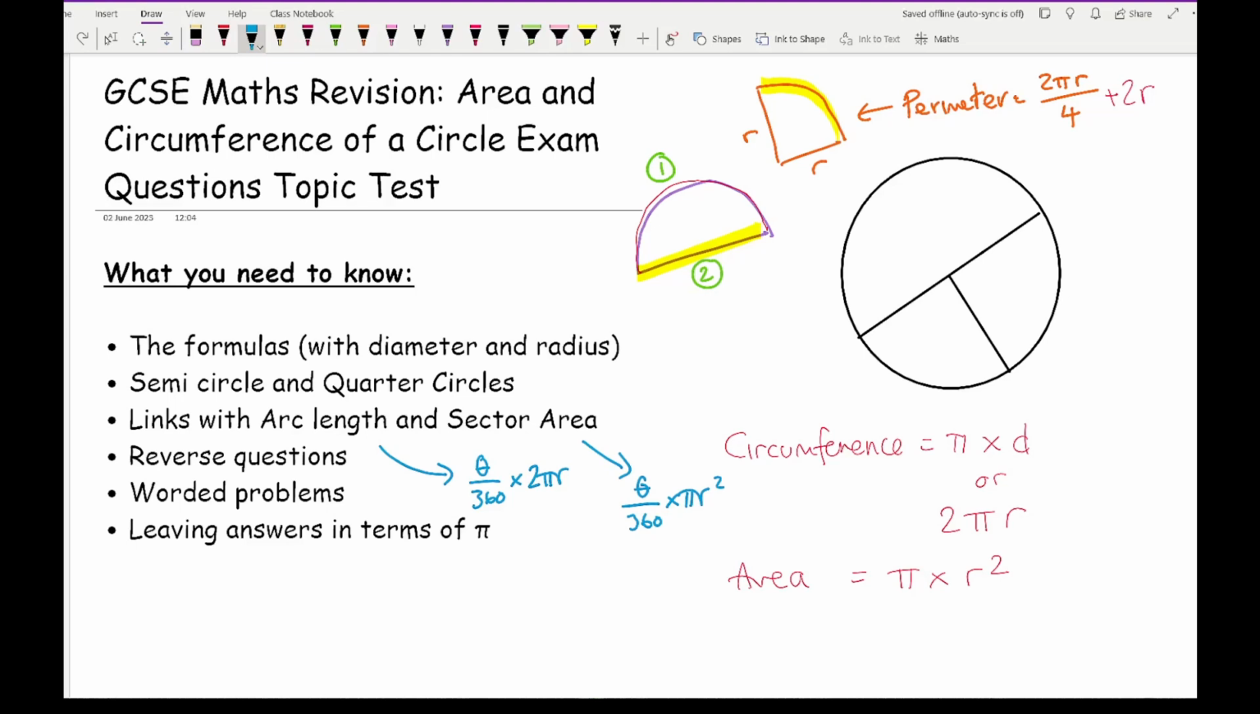You also need to practice worded problems. So a question like, how many revolutions will a bike wheel of, let's say, 20 centimeters make in the space of 3 kilometers? So again, worded problems like that you need to be aware of.